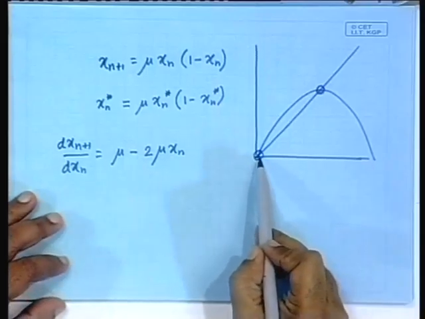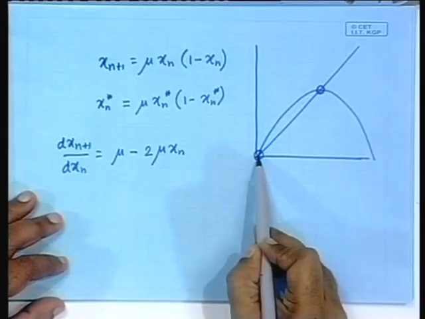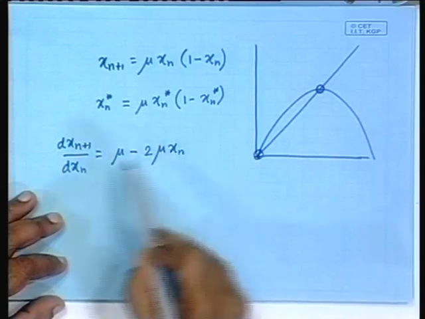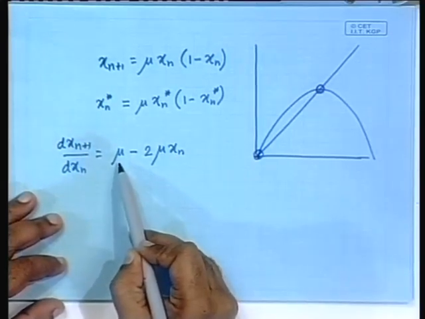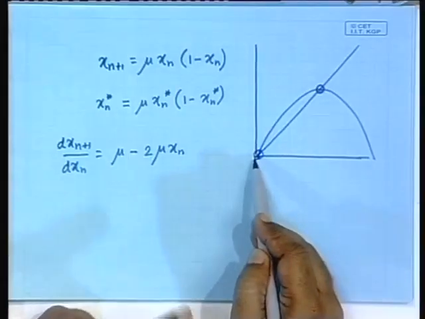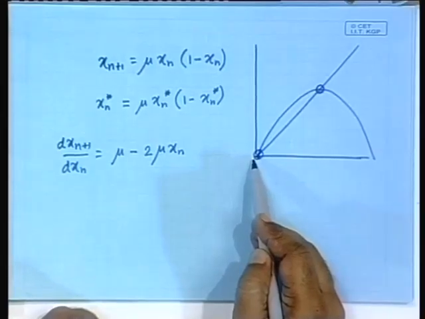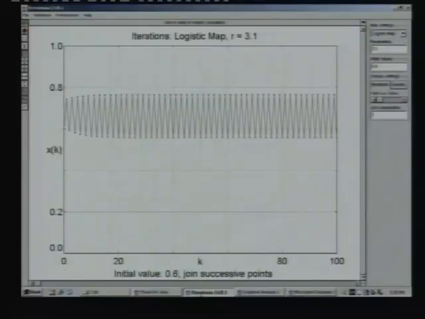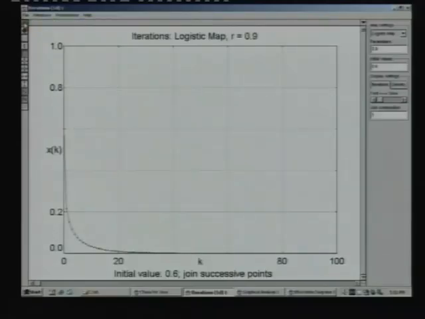So, if you talk about the equilibrium point or fixed point at the origin, at the 0 position, then you would put 0 here. As a result, the derivative will be just mu, which means that so long as mu is less than 1, this point will be stable, right. So long as it is less than 1, this point will be stable, and that is exactly what we observed when we did this with mu less than 1, say 0.9. 0 is stable, right. Things are converging to 0. So, the 0 point is stable then.